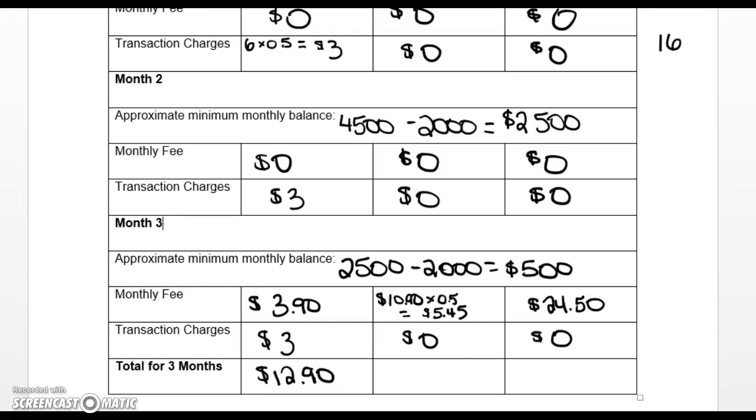Look at the second account. For the first 2 months, she didn't pay a single cent for that account up until you got to the third month, where she had to pay $5.45. Then looking at her third account option, there was $0 for the first 2 months and then $24.50 for that third month.